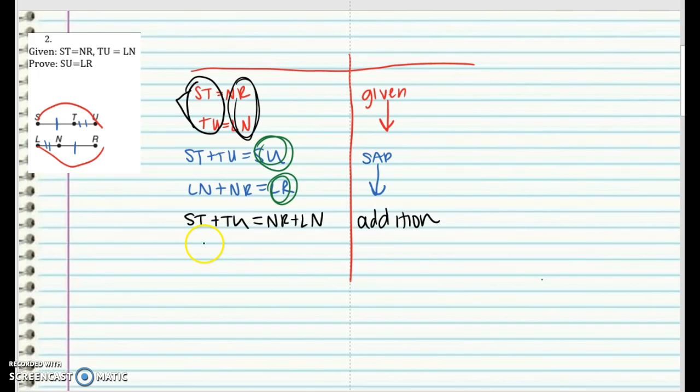And now, notice you have ST and TU and ST and TU. So I can replace SU here. And I have NR and LN and NR and LN. So I can replace LR in here. And I am finished.